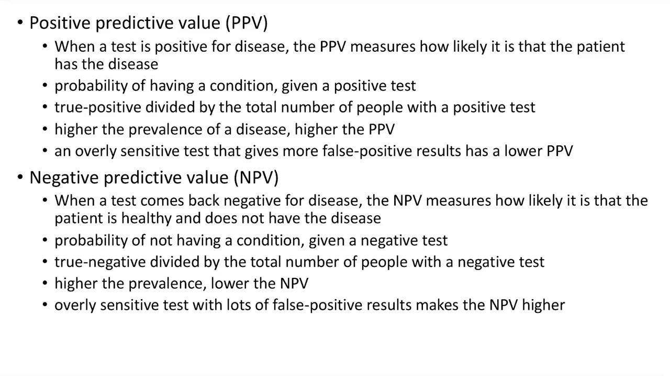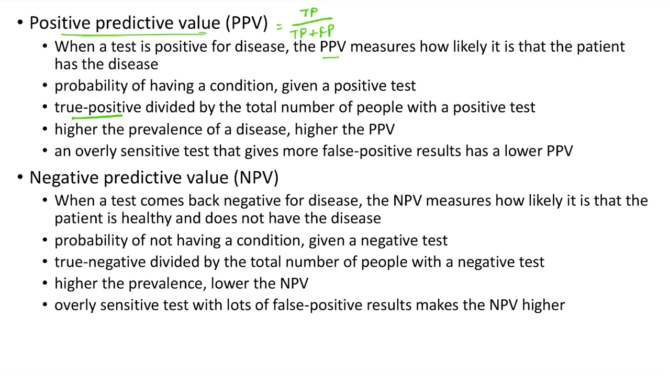Now let us see about positive predictive value or PPV. When a test is positive for disease, the PPV measures how likely it is that the patient has the disease. That is, positive predictive value is the probability of having a condition given a positive test. Mathematically, it is calculated as true positive divided by the total number of people with a positive test. That is, positive predictive value is equal to true positive divided by true positive plus false positive.